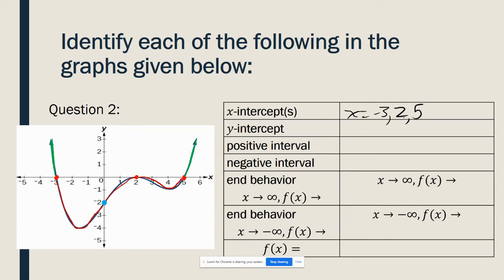So my x-intercepts are here, here, and here, at x equals -3, 2, and 5. That's where I cross the x-axis. My y-intercept is at y equals -2, because that's where I cross the y-axis.